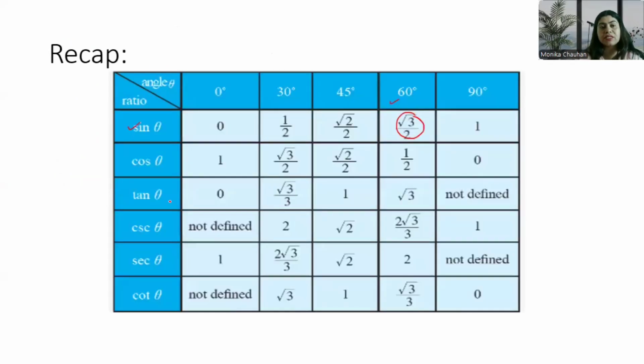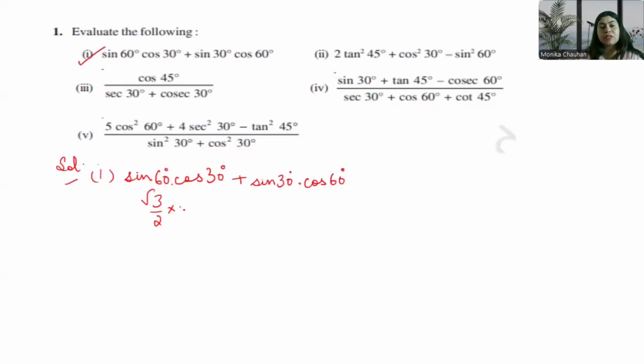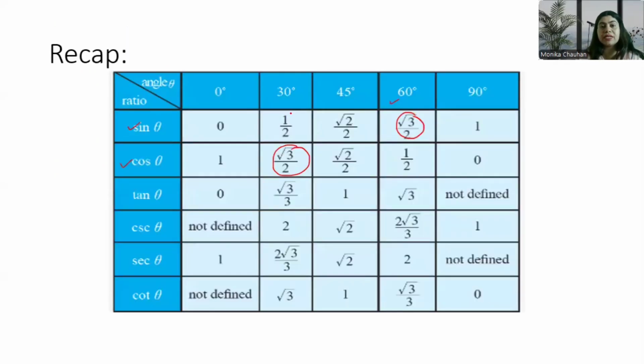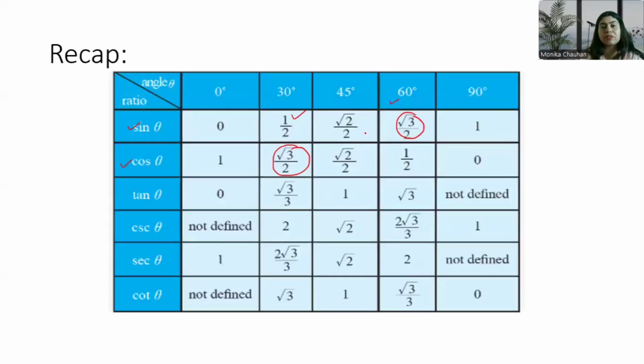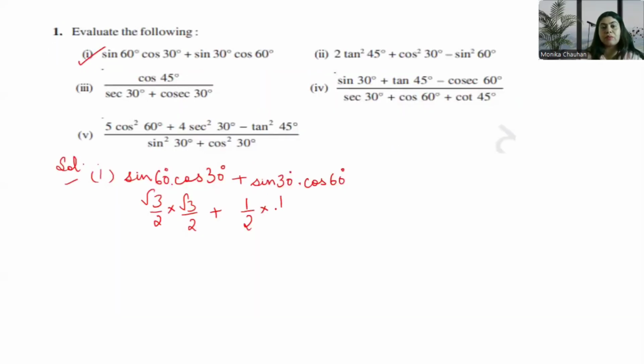Okay, so in case you don't know what sine 60 degree is, you can go back and check in the sine theta table. It is root 3 upon 2. So you can go back to the question and write sine 60 is root 3 upon 2 into. Now what is cos 30 degree? Now you go to cos, and cos 30 degree is also root 3 upon 2. So now you write in place of cos 30 root 3 upon 2 plus. Then sine 30. So sine 30 is 1 upon 2, multiplied by cos 60. Cos 60 is also 1 by 2. So it is 1 upon 2.